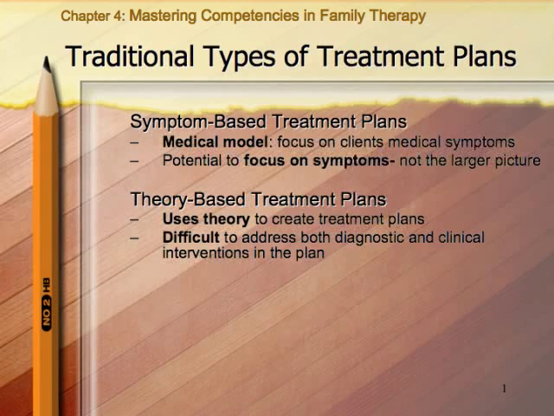Historically, there have been two different types of treatment plans. The first is a more symptom-based treatment plan that really comes out of the medical model, where the focus and the specific goals in the plan are on reducing the client's medical symptoms. The danger with this particular approach is that sometimes the focus becomes so much on the problems that you miss the larger picture, the bigger context.